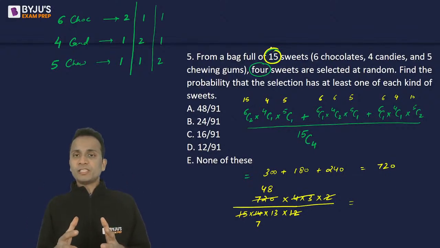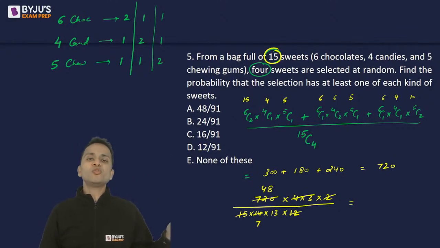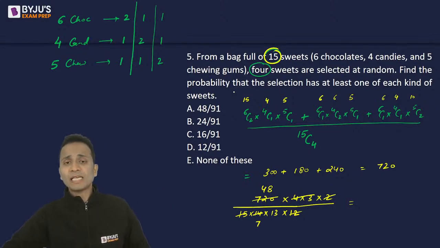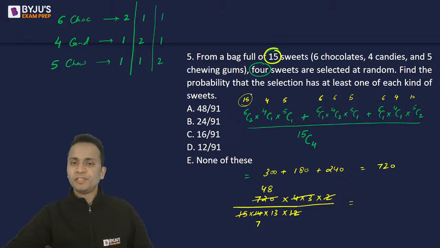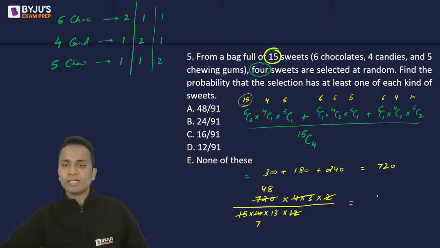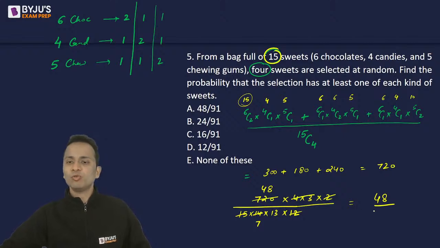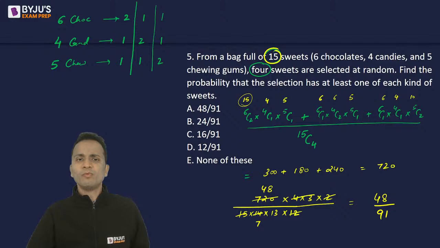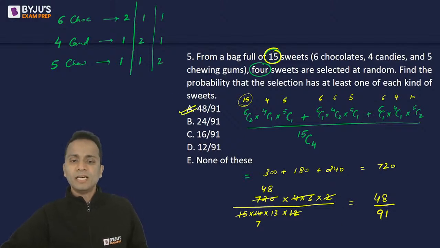So total number of cases will be, out of total 15 sweets, I'm selecting any random 4. So that is why 15C4. If you're asking this 15, this is the value of 6C2. 6C2 का value 15 होता है, right? So our answer will be 48 will be the numerator and denominator will be 7 into 13, that is 91. So 48 divided by 91 is the probability and the correct answer should be option A.